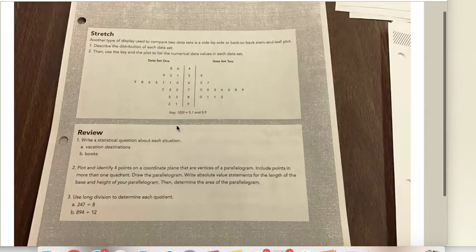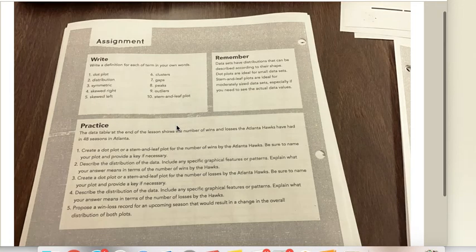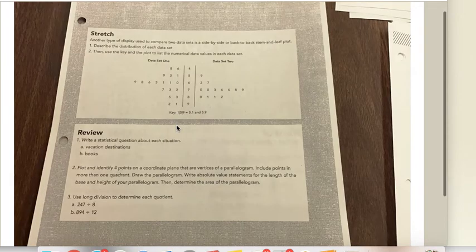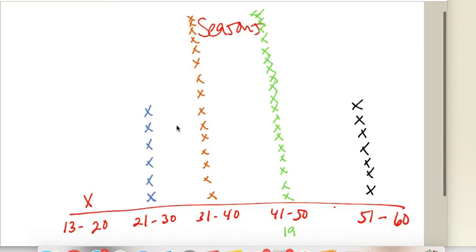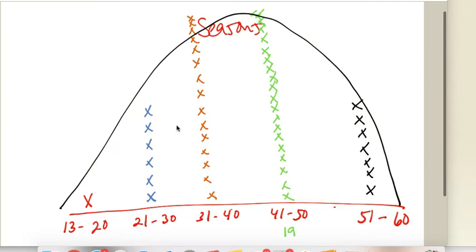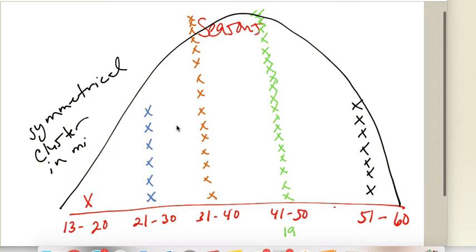Now, if I go to question number 2, it specifically says, describe the distribution of your data, include specific graphical features or patterns. So now if I go back and look, I have to write down the distribution. How was it skewed? Was it symmetrical? Was it skewed left or skewed right? And I'm looking and I see that it is definitely symmetrical. So I'd write down symmetrical for number 2. I didn't see any gaps. I did see a little bit of a cluster in the middle. So I saw one cluster in the middle. And I would say that my peak was definitely 41 to 50, because that one went way above what I could even go up on here. So that's definitely my peak.